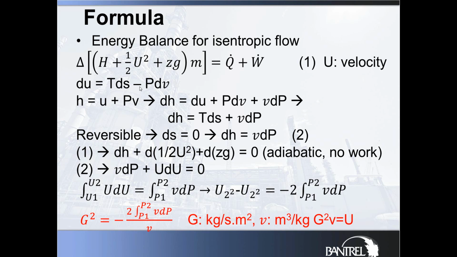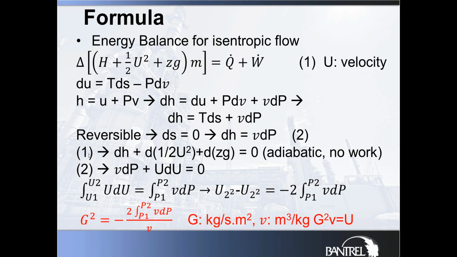dU is TdS minus PdV. H is U plus PV, so dH is dU plus PdV plus VdP. Instead of dU we put TdS minus PdV, so the PdV terms cancel each other, and dH equals TdS plus VdP. For a reversible process, dS is 0 because entropy is constant. Therefore, dH equals VdP.